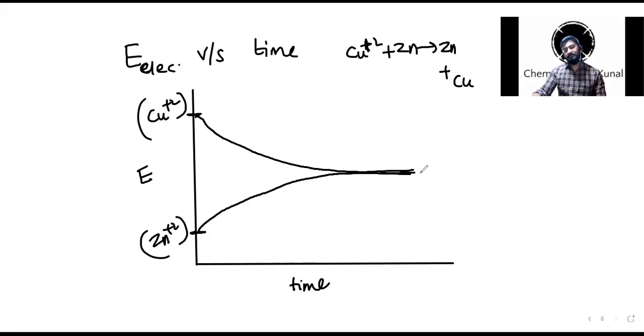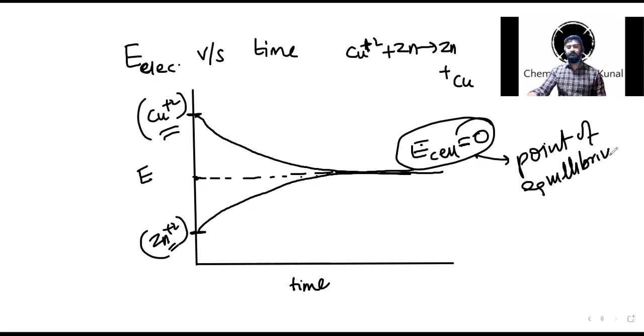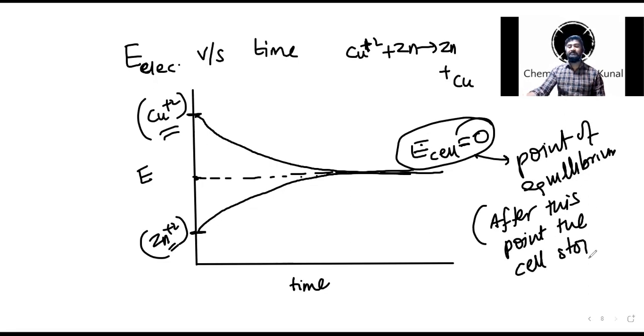Zinc 2 plus ions. And there comes a point when, see, the E naught cell, when you try to find the E cell, that comes out to be 0. Why? Because at the cathode and anode, the copper concentration and zinc concentration become equal. And this point is called the point of equilibrium. After this point, the cell stops working. That's the concept.